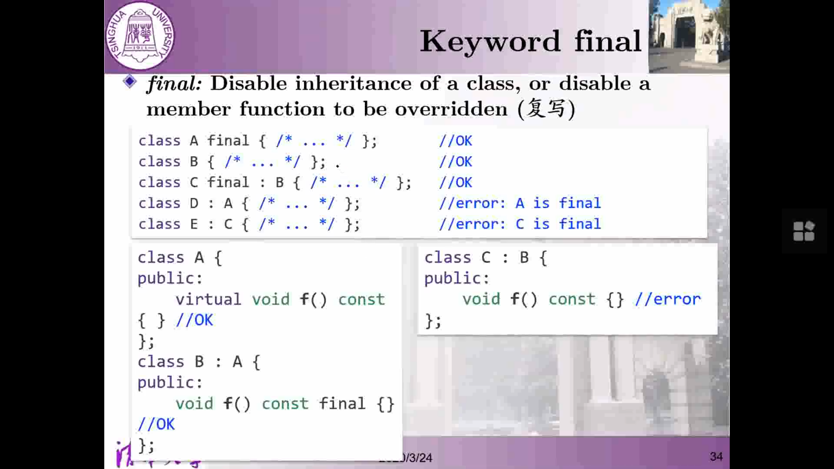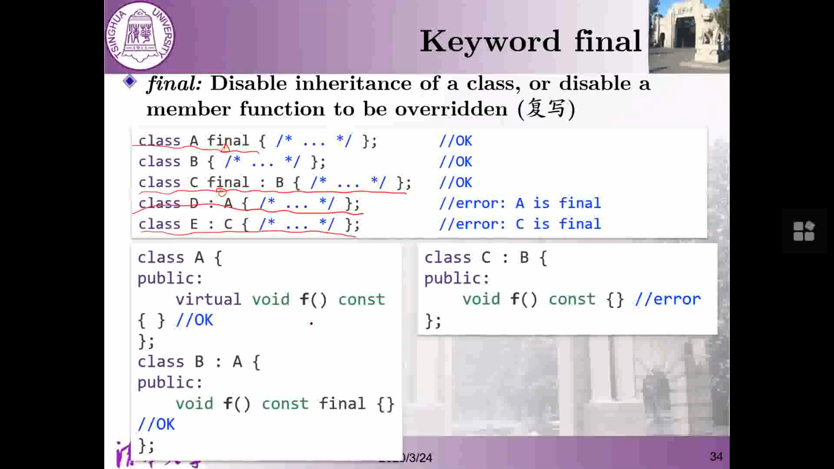Then there is the keyword final. Now that we just learned inheritance, we use final to disable inheritance. So if we define some class A and we do not want others to inherit from our class A, then we just define it as final. Then we cannot inherit from class A. And if we want class C, a derived class, to be final, we can do it in this way. So we cannot inherit from a final derived class.